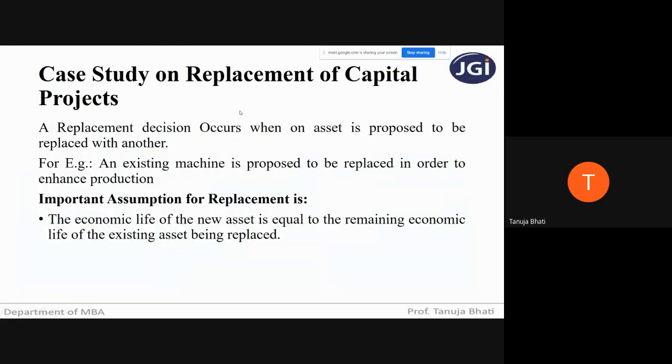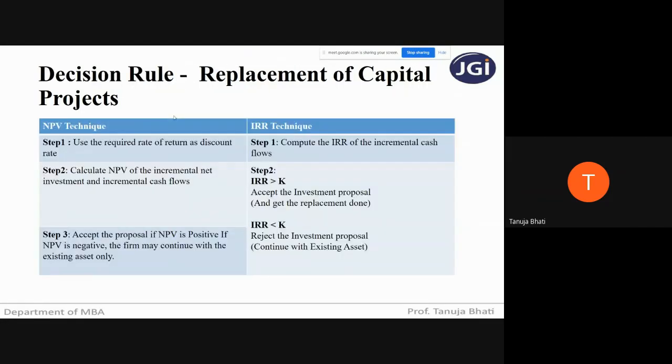Then we had seen the case study on replacement of capital project. Suppose a business has to take a decision as to when it has to replace its old asset and purchase a new asset, on what basis will it take the decision? Either it can use the NPV technique or the IRR technique.